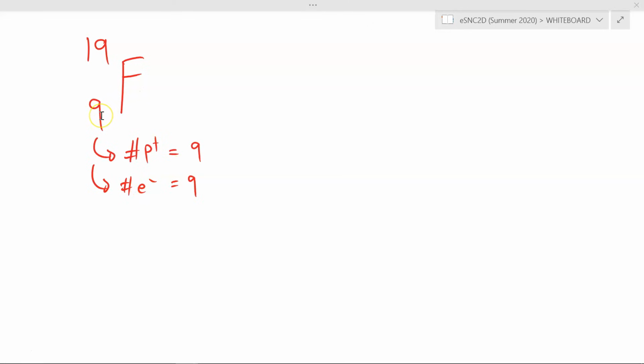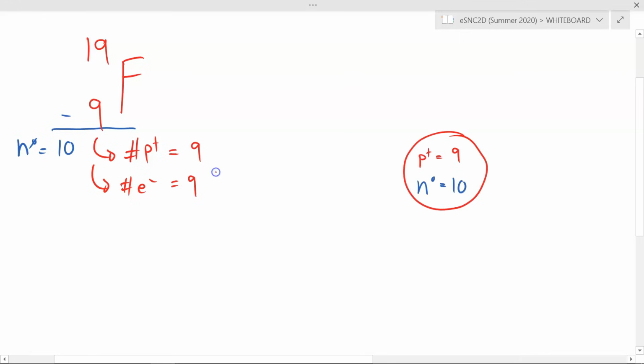To calculate the number of neutrons, we subtract the atomic number from the mass number, and that gives us 10 neutrons. Alright, so protons and neutrons exist inside the nucleus. So this little circle represents the nucleus. Meanwhile, electrons orbit around the nucleus.